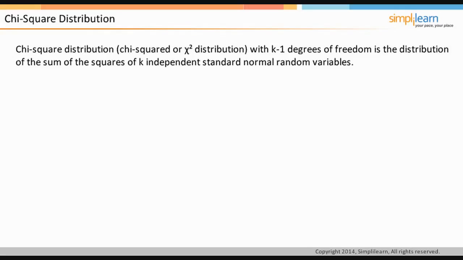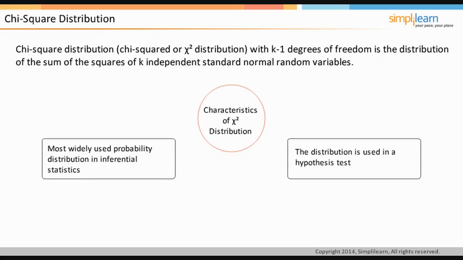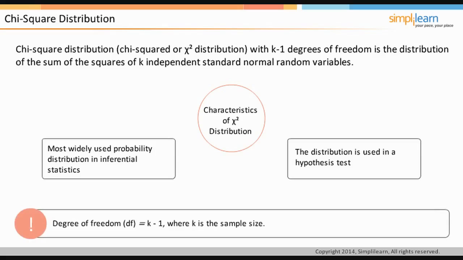Chi-square distribution is also known as chi-squared distribution. Chi-squared with k-1 degrees of freedom is the distribution of a sum of the squares of k independent standard normal random variables. The chi-square distribution is one of the most widely used probability distributions in inferential statistics. It is also known as hypothesis testing, and the distribution is used in hypothesis tests. When used in hypothesis tests, it only needs one sample for the test to be conducted. Conventionally, degree of freedom is k-1, where k is the sample size.